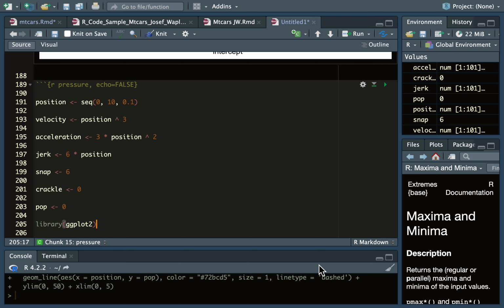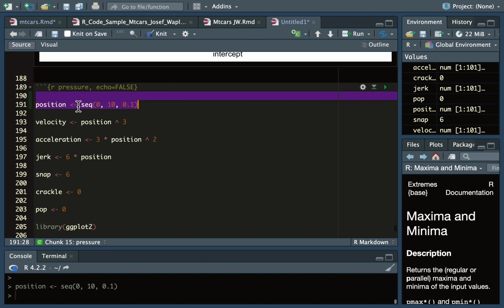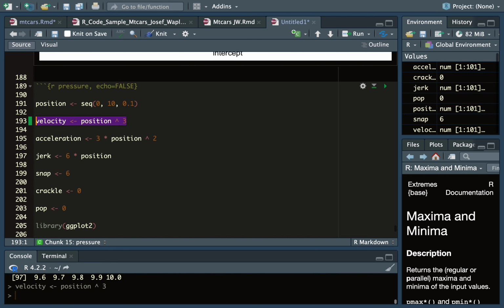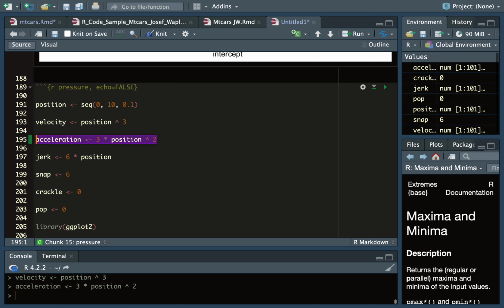How do you start doing calculus in a programming environment in R and RStudio? And this will be like an introduction to that. So the first thing I'm doing is creating a vector called position, which is a list of numbers from 0 to 10, counted by 0.1. That's what this third argument is doing here. And then I'm calculating velocity as position cubed, and the derivative of velocity is 3 times position squared.